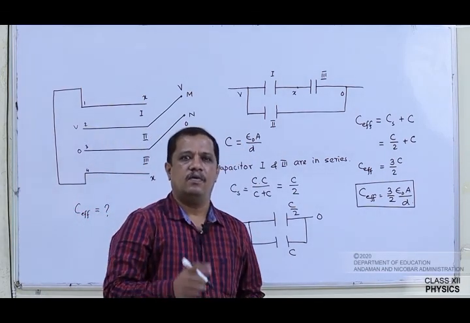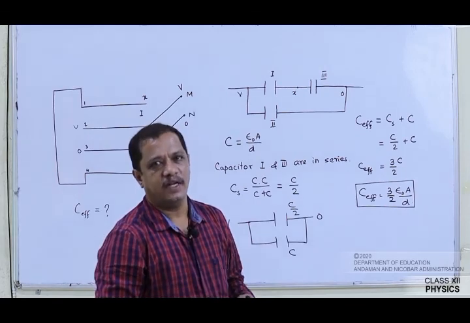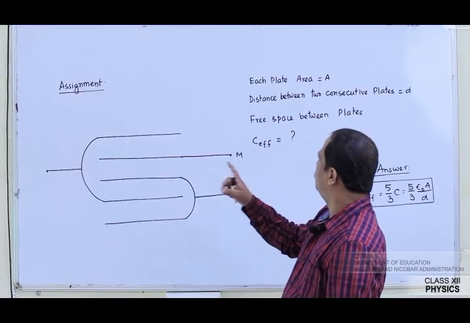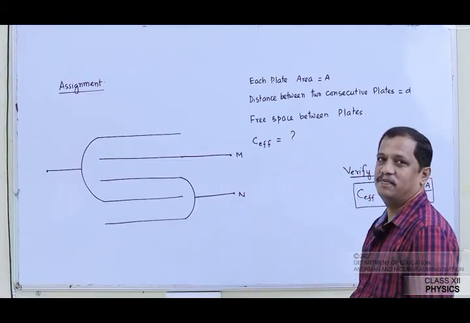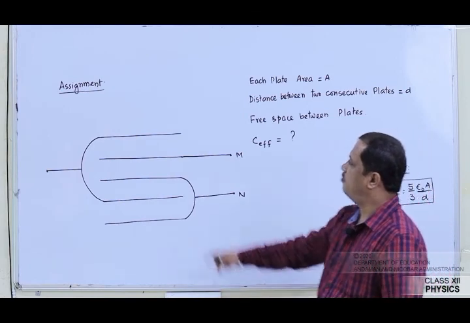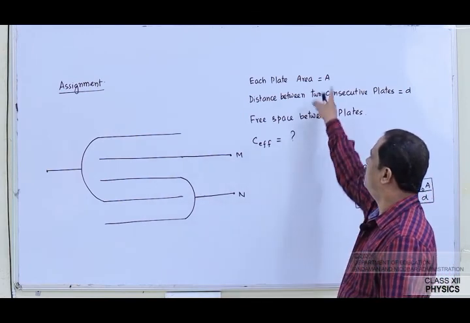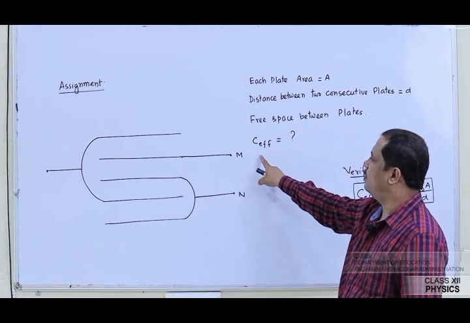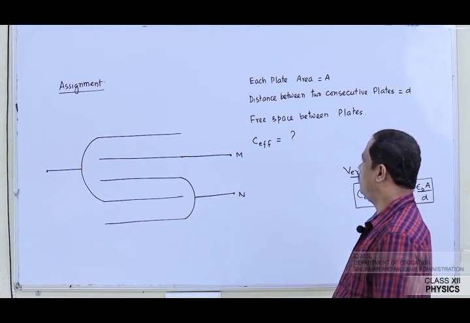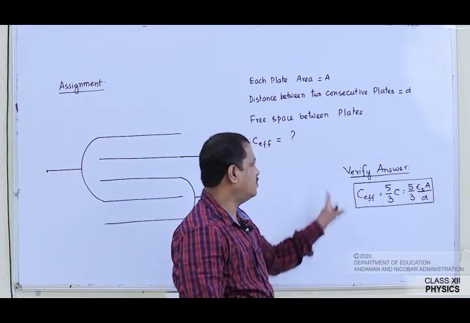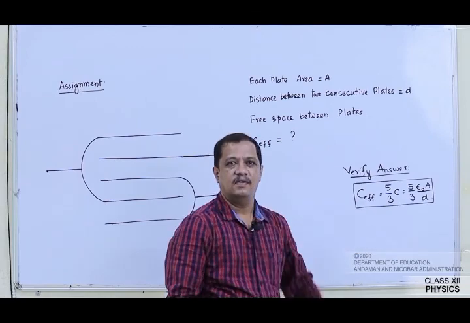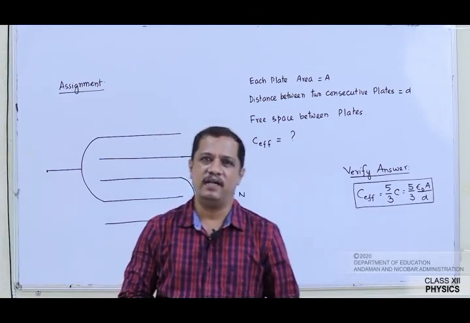Let me give one problem as homework, you try at home. Take the snapshot of this assignment. You have a set of 5 plates and the details I have given. You can calculate the effective capacitance and verify your answer with this. Thank you. Let's meet in the next session.